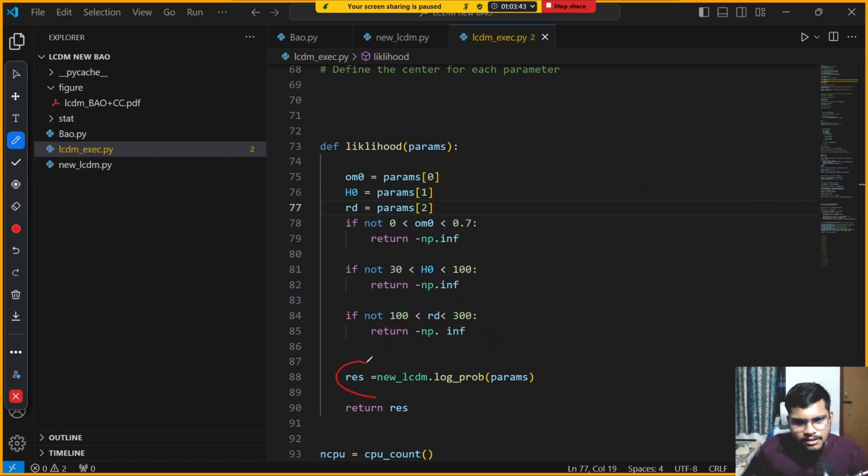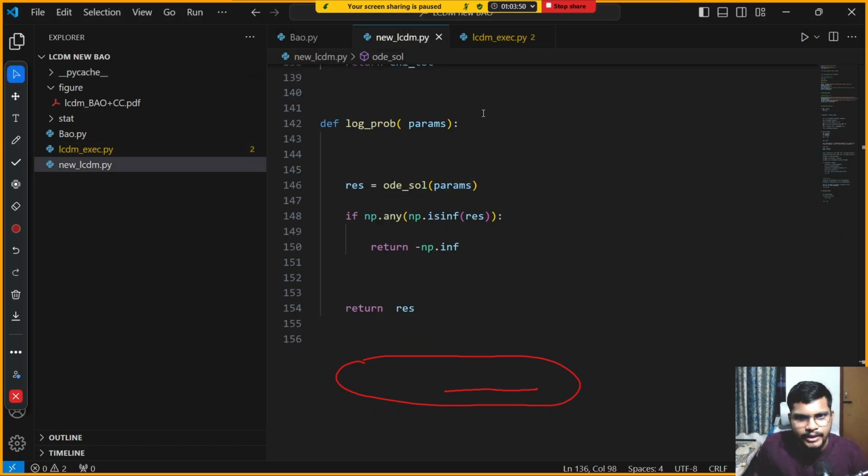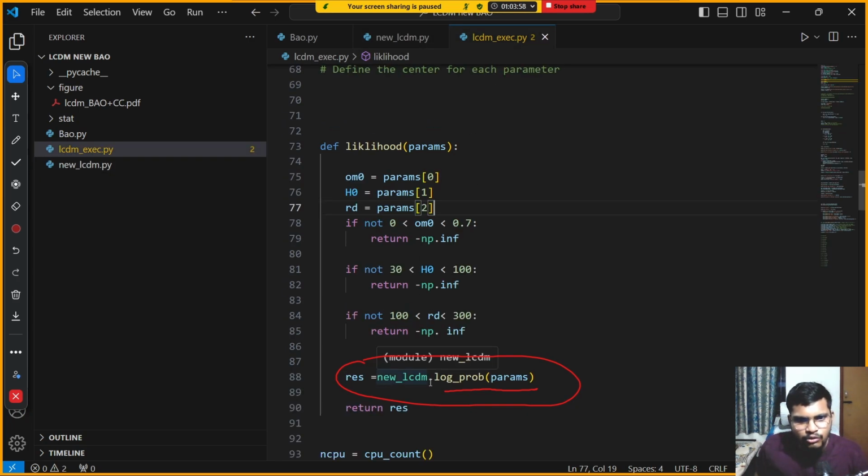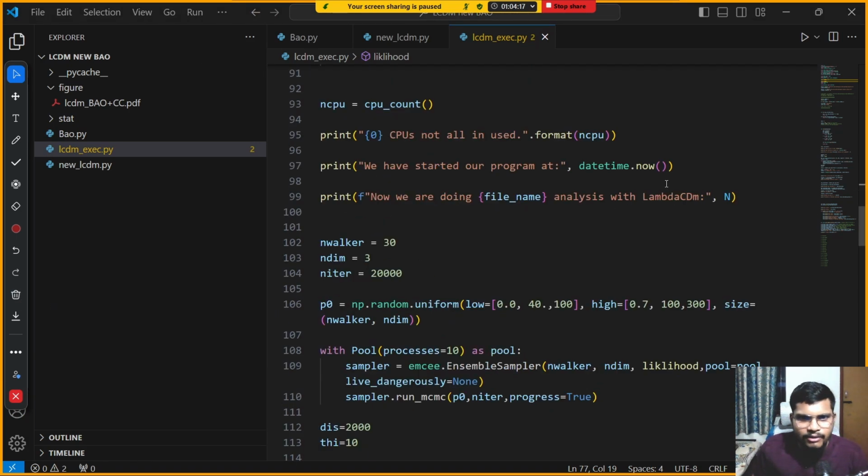And now my result computes the log probability of the parameters that I have already made over here in the new LambdaCDM. I am just using this log probability, and it contains only params, but with new LCDM, because new LCDM contains this one. So new LCDM dot log of params. It will generate these parameters over here and compute the result from here, and this is the result that is basically read by Emcee. And now it will come over here.